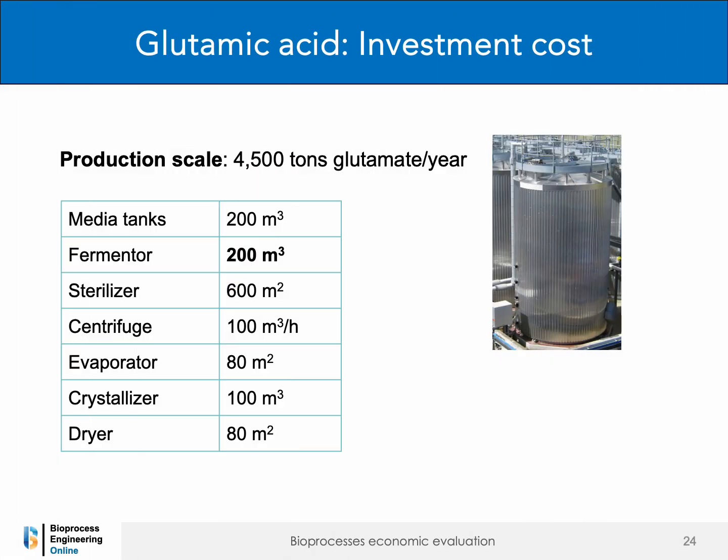A glutamic acid production plant, equipped with a 200 cubic meter fermenter, is designed to produce 4,500 tons of glutamate annually. The sizing of other upstream and downstream equipment determines the volumes of the media preparation tank and crystallizer, the surface area of the heat sterilizer, evaporator, and rotary dryer, and the capacity of the centrifuge. The capital investment for the plant is approximately $18 million.